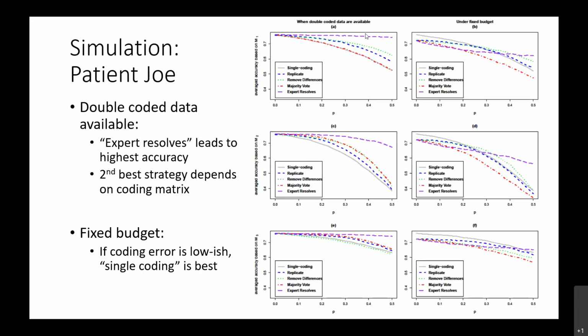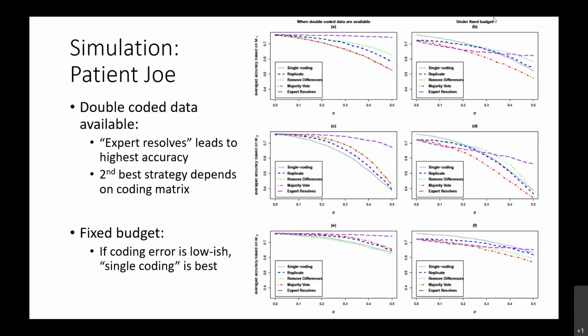Now, this may not always be realistic, that the expert is always available to do all the work. So backing off of that, the second best strategy depends on which coding matrix you use. And if we focus on smaller probabilities of error, which are more realistic, 50% is really very high, right? Smaller percentages of errors, and we can see that remove differences and replicate are equal in their strategies. However, that changes here depending on the other coding matrix.